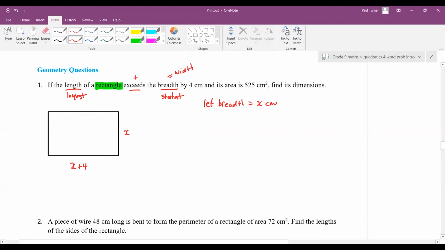So, and the other information we have is the area is 525, and we need to find the dimensions. So our breadth was x, so our length equals x plus 4 centimeters. Okay, and find the dimensions. Well, that's the length and the breadth. We have to find what x is first to do that. And then here we know that the area is 525. And we know the area of a rectangle will be the length times the breadth or the width.